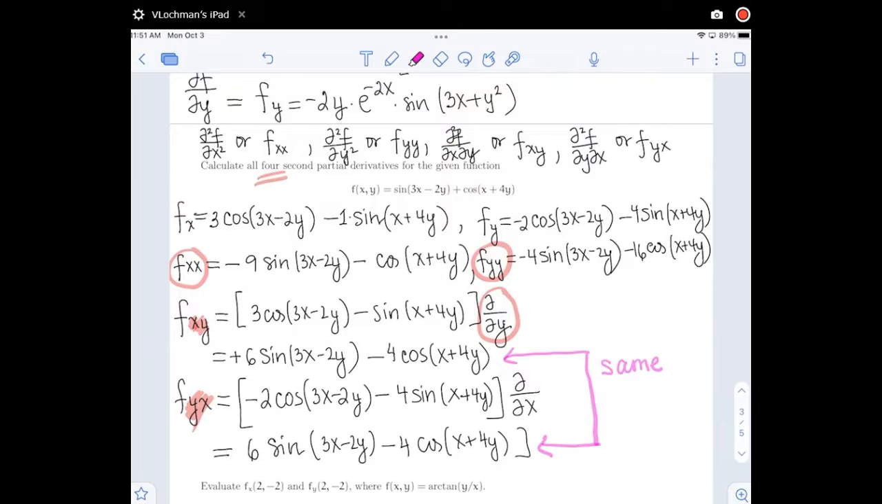Javier thinks it's all functions. It is. Yeah. So this is going to be true for all functions, and this is how you can think about it.